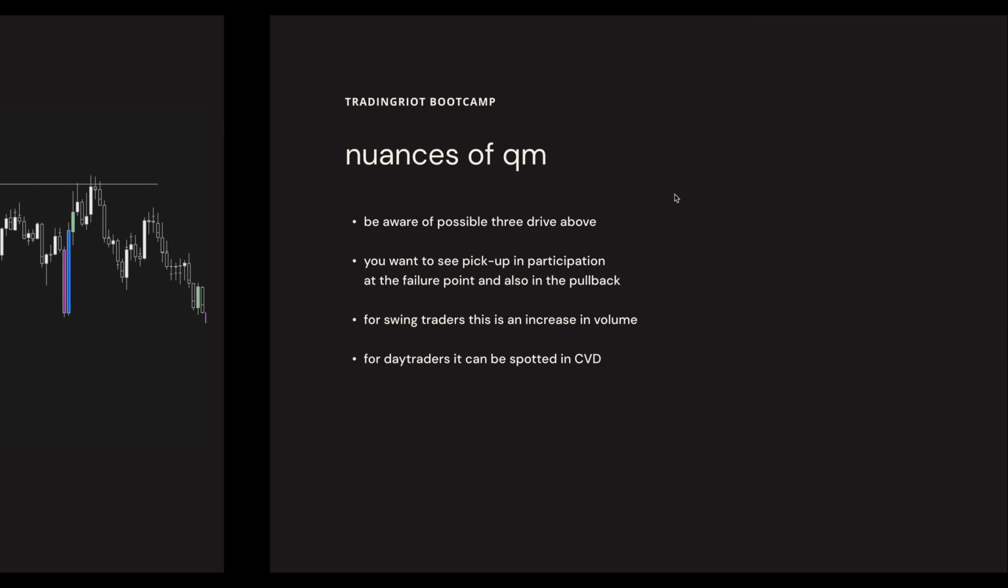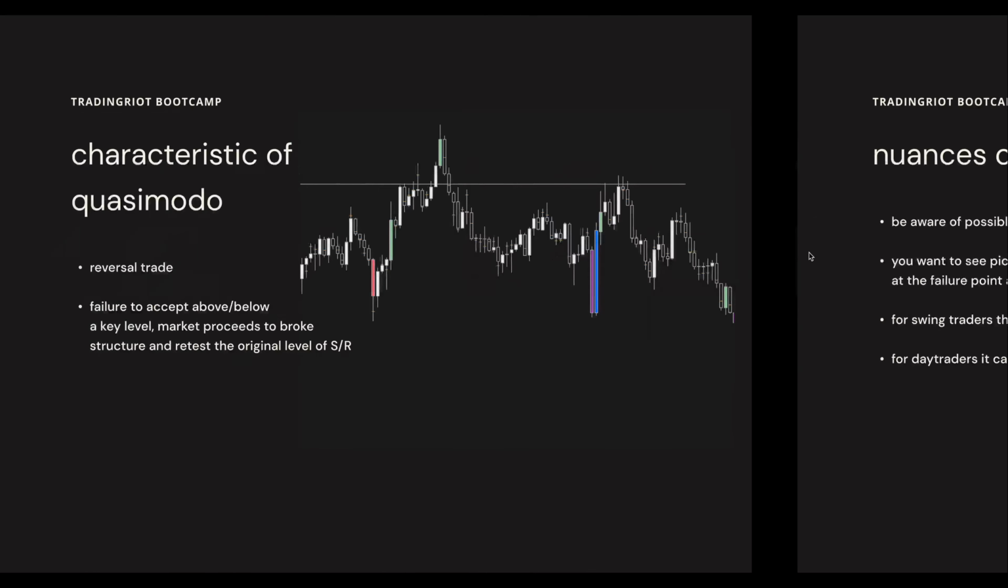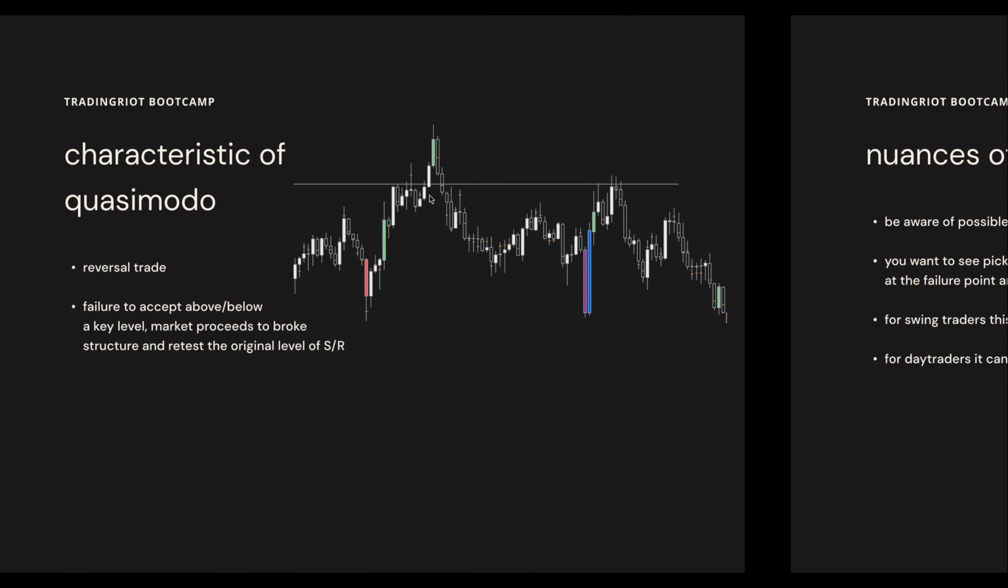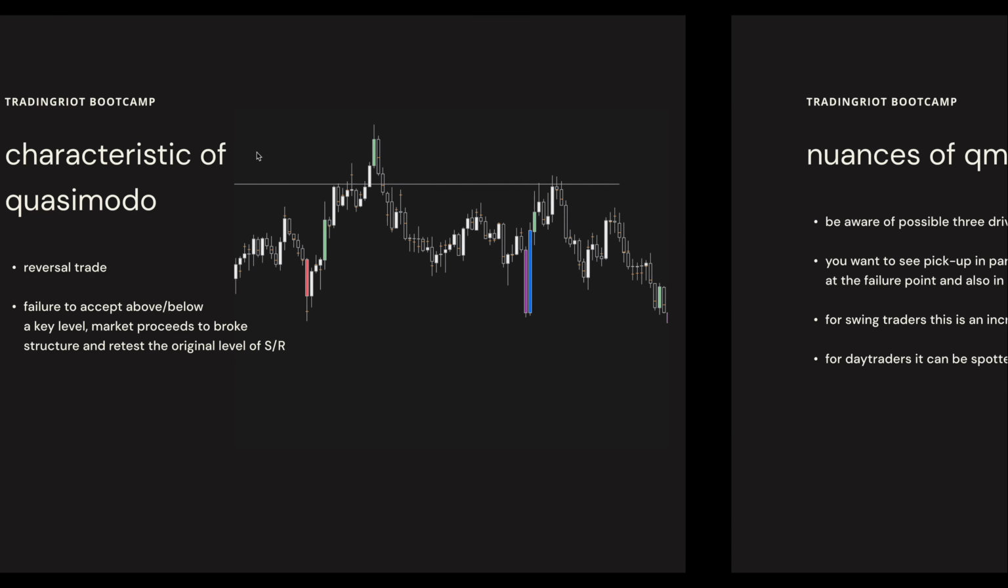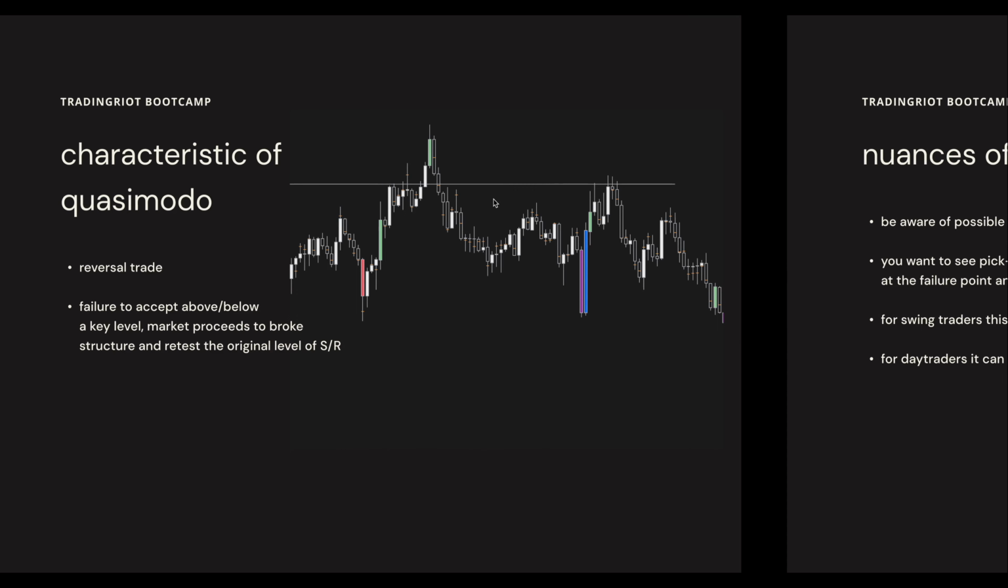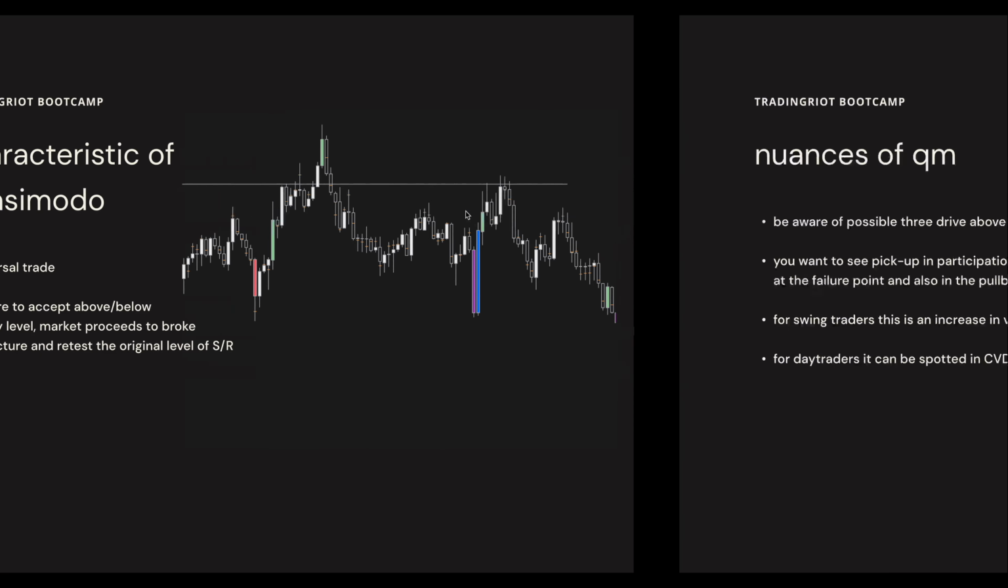The nuances of QM: you need to be aware of possible three drives. This is something that can always happen, and this is where the long-term probabilities in trading come into play. Market can make one more drive here, although you can see that here is a small three drive into the high, so this is pretty good, but it will happen often. It happens to me often when I trade these. Market will just make one more drive higher, makes a failed swing at the high and then fails. So you need to either bail on the trade or just re-enter if you get stopped out.